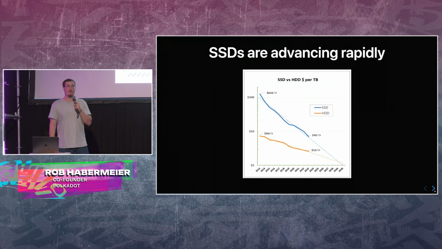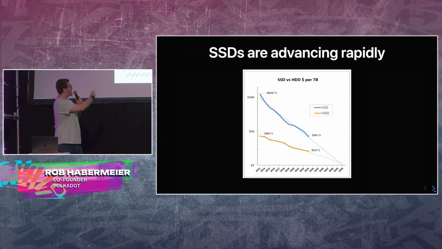SSDs are advancing very rapidly in cost. This chart projects that SSDs are actually going to be cheaper per terabyte of storage than hard drives are, according to the current learning rate of the technologies, by the year 2030. We'll see, but it's definitely getting better and fast.